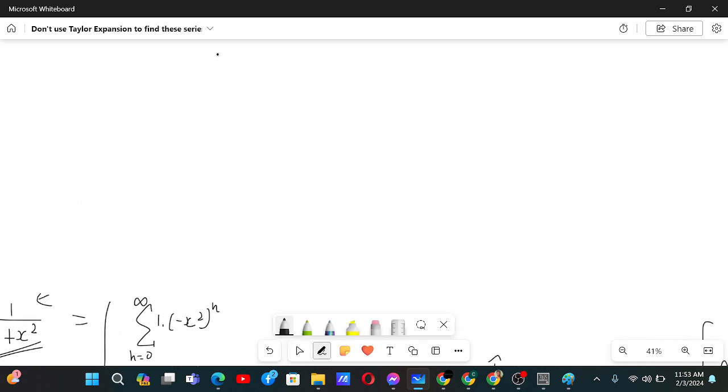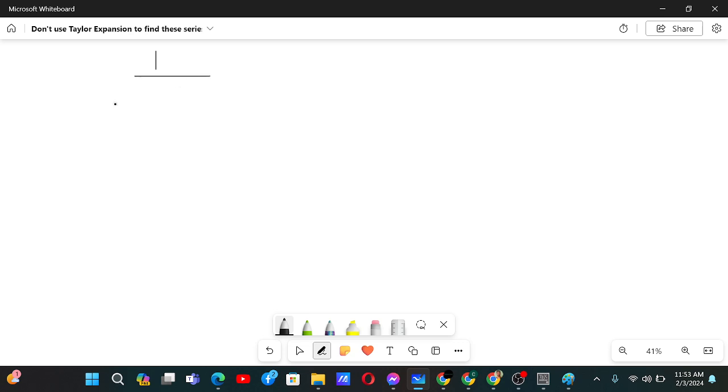So arc sin x. The derivative of arc sin x is 1 by root under 1 minus x square. So this is the derivative of arc sin x. This can be written in this form. Now we can use binomial expansion to expand this.